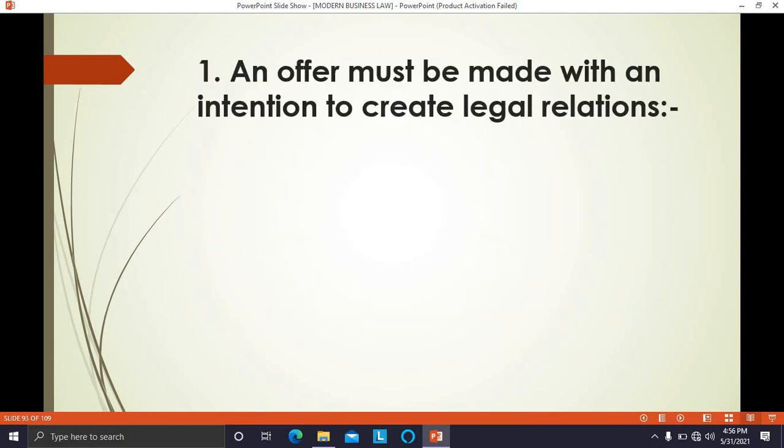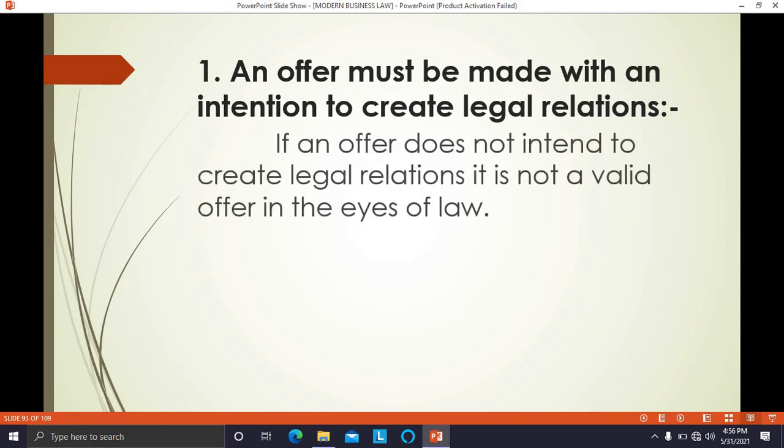First point is, an offer must be made with an intention to create legal relations. Now we have already discussed this point in the essentials of a valid contract. If an offer does not intend to create legal relations, it is not a valid offer in the eyes of law. As per law, whenever an offer is given, it should be given with an intention to create legal relations. If there is no such intention, it is not a valid offer.